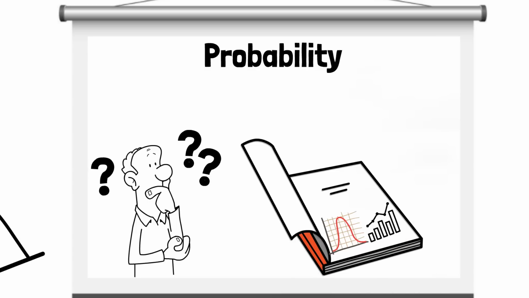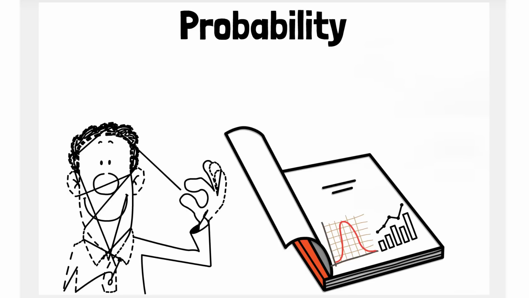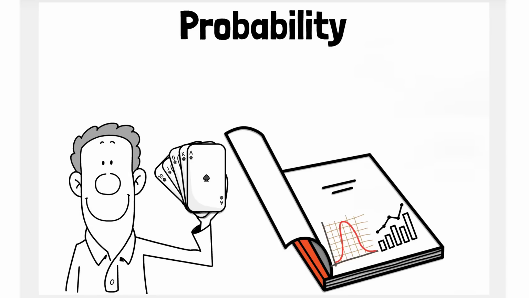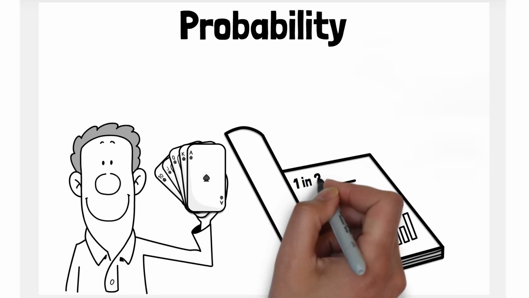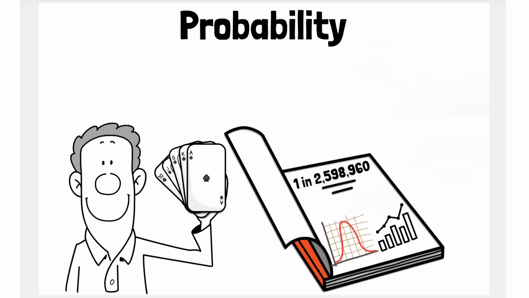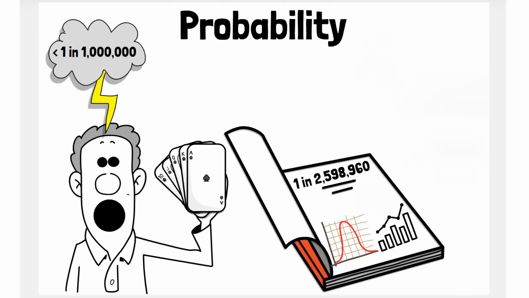For example, the chances of being dealt a specific royal flush whilst playing poker are 1 in over 2.5 million hands, meaning you're more likely to be struck by lightning. A more common event would be the toss of a coin, where there would be a 50% chance of the coin landing on either side, or a 1 in 2 probability.